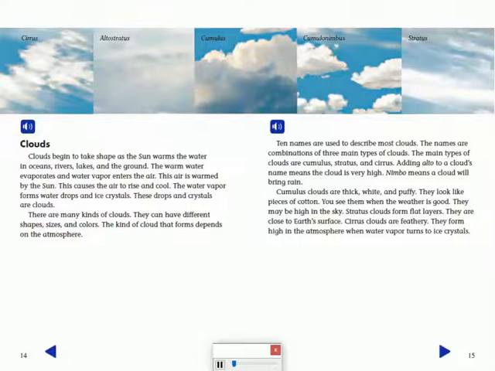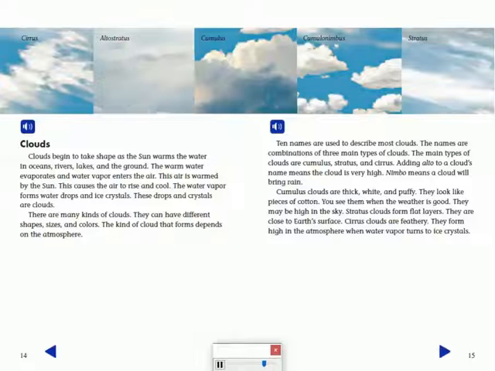Clouds. Clouds begin to take shape as the sun warms the water in oceans, rivers, lakes, and the ground. The warm water evaporates and water vapor enters the air. This air is warmed by the sun. This causes the air to rise and cool. The water vapor forms water droplets and ice crystals. These drops and crystals are clouds.